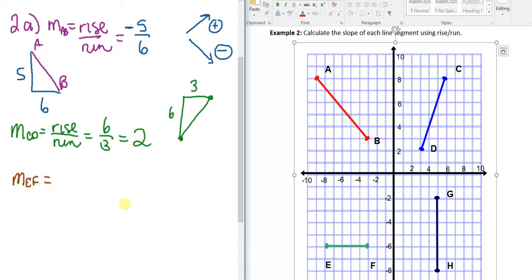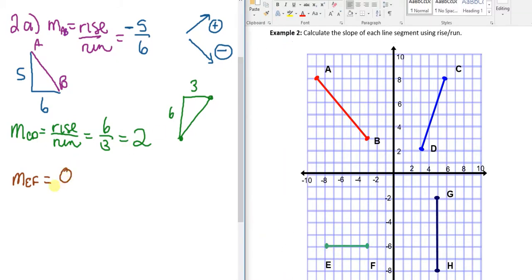Okay, let's do line segment EF. So reading from the left to the right, how much does it go up by? Oh, well, it doesn't go up, but it doesn't go down. Okay, so there's no rise. The rise is 0. But the run is 1, 2, 3, 4, 5. 0 over 5. Put this into your calculator. You should get the answer of 0. So the slope is 0. This means that is a horizontal line. Okay? This is a horizontal line.